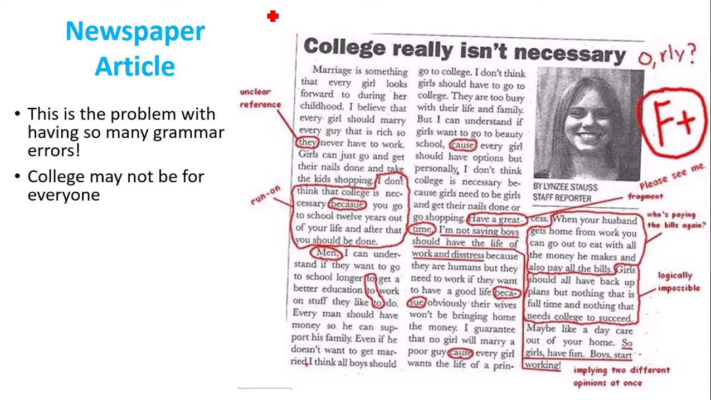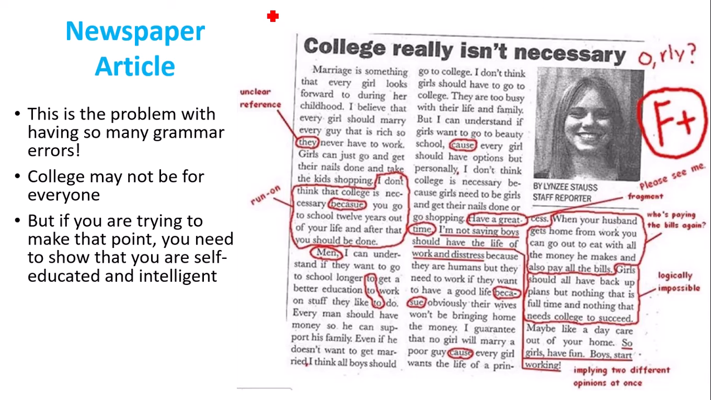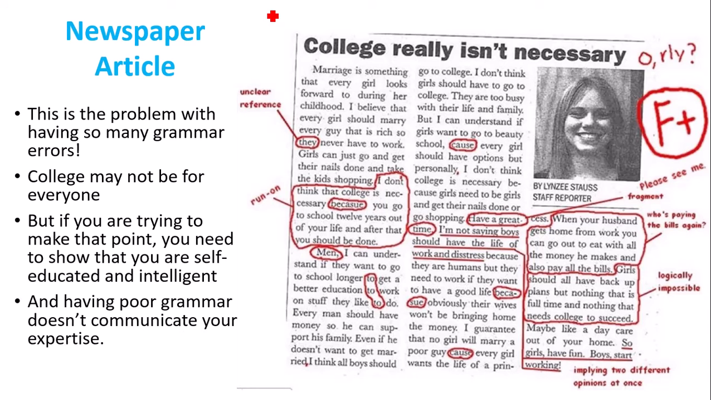When you have this many errors, college might not be for everyone. A lot of people do really well just with a high school diploma. Some people can form their own business. They can become self-educated. Other people go to a technical college instead of a 2-year or a 4-year school, and that's okay. But if you are trying to make that point, you have to show that you yourself are self-educated and intelligent. So you don't want to write on a topic like education and then seem not intelligent, right? Having poor grammar doesn't communicate your expertise, and it makes you look not as smart, and like you don't really know what you're talking about.